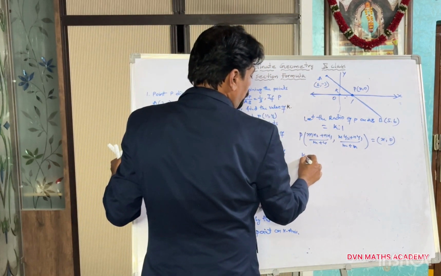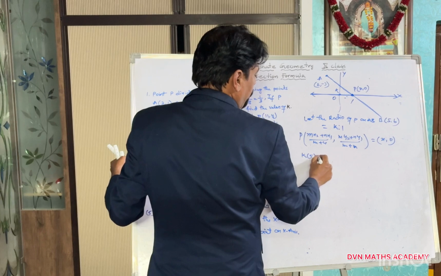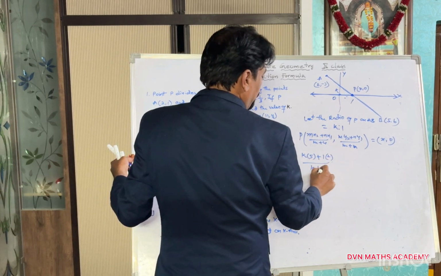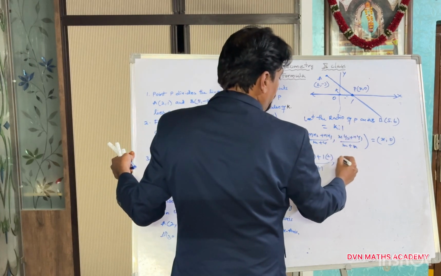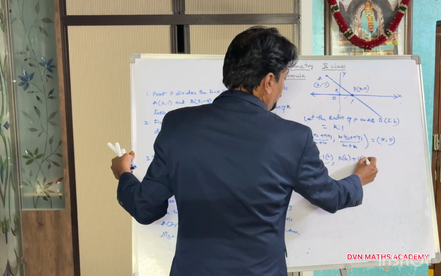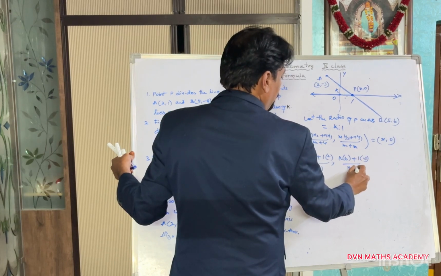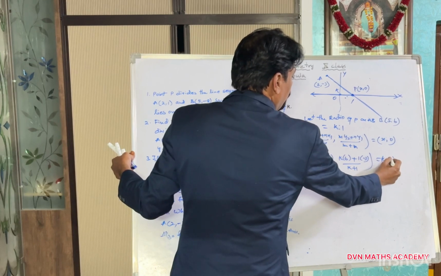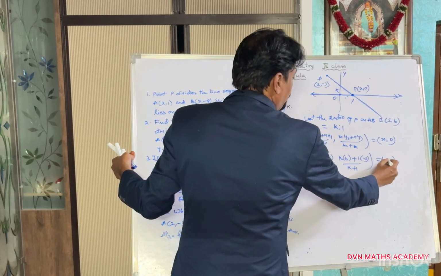Now you put those values. m means k, into x2 which is 5, plus n which is 1, into 2, by k plus 1, comma. Next, k into 6 plus 1 into y1 which is minus 3, by k plus 1. That is equal to the given point, x comma 0.